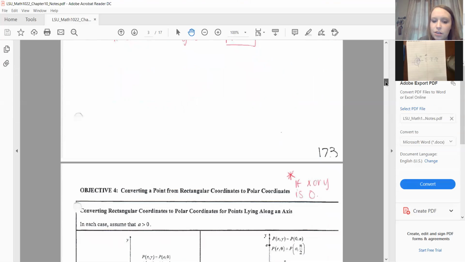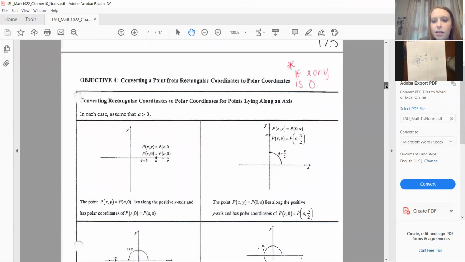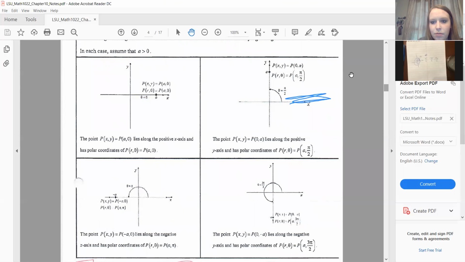So objective 4 is the opposite, going from rectangular to polar. Now this one is split into 2 different examples. This first one is if it lands on an axis. That's why I wrote up here, if x or y is 0, that means it's going to land on an axis. Okay, and you can kind of read through this.